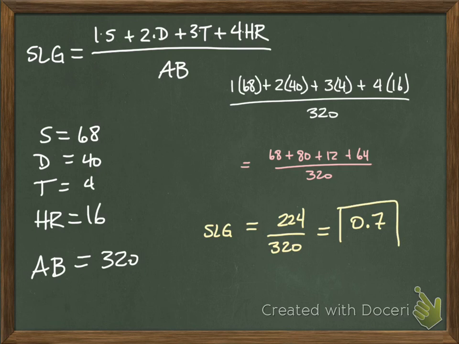And so that's all we do. We're treating it like an average, kind of, except that we're weighting all of these. So a double gets a 2, a triple gets a 3, a home run gets a 4, single gets a 1, and then we're adding them up, so it's a weighted average. Okay, so that's slugging average.